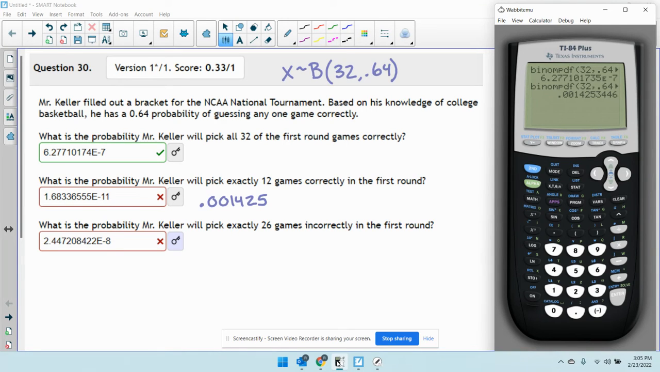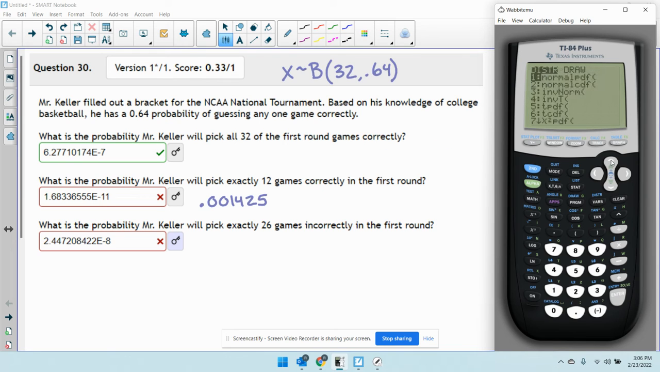And then the last one is intentionally misleading. It says, what is the probability that Mr. Keller would pick exactly 26 games incorrectly? So if there's 32 games altogether, 26 incorrect would mean he's selecting 6 games correctly.